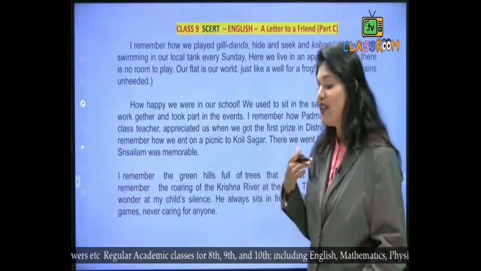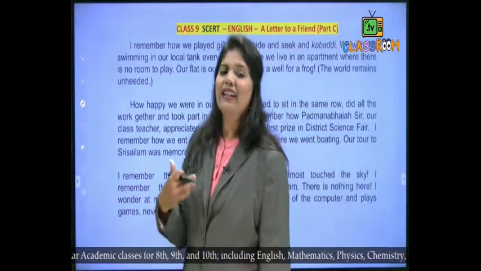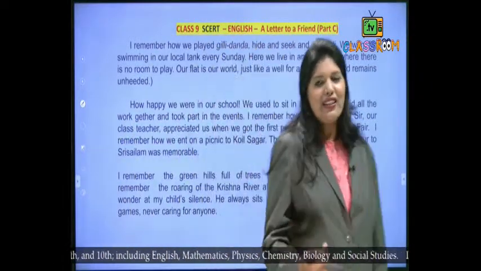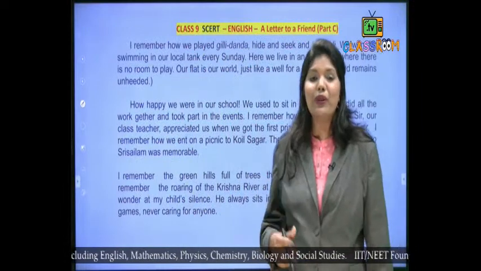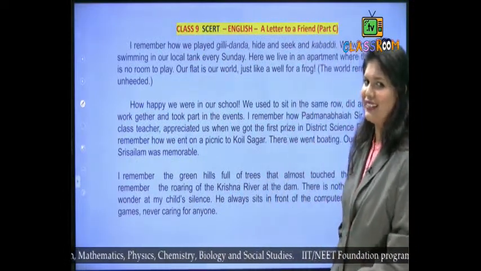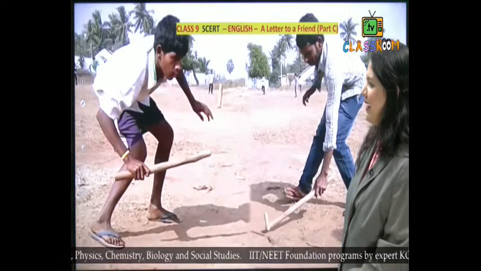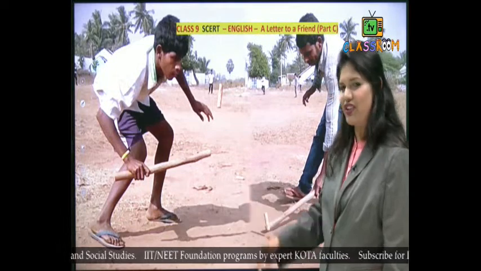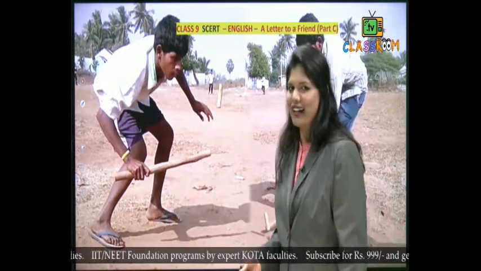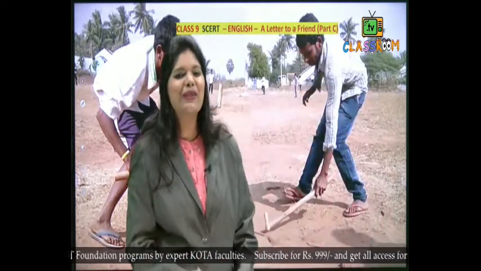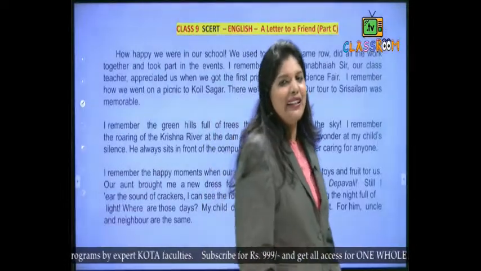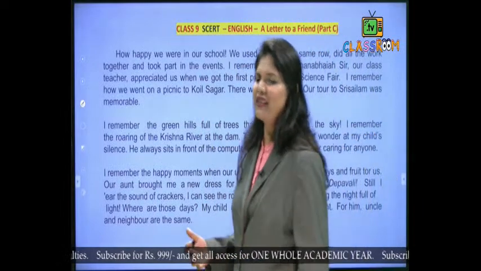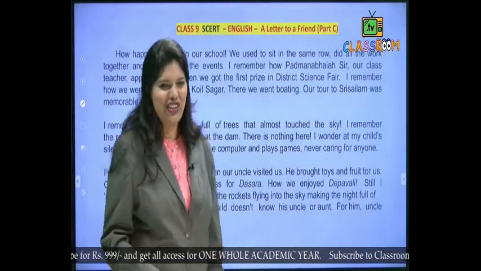So now he's remembering his childhood days, the days that he spent with Suresh. Okay, so now Ramesh says that I remember how we played gilli danda. You know what's gilli danda? Do you play that game? Yeah, this is gilli danda, where there's a small stick, and along with another big stick you need to play with it. I'm not really sure of the rules, but yes, that's gilli danda. And most children, when we were kids, they used to play this game, but I'm not sure about today's generation.